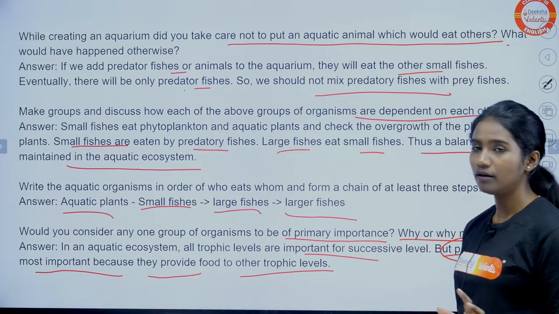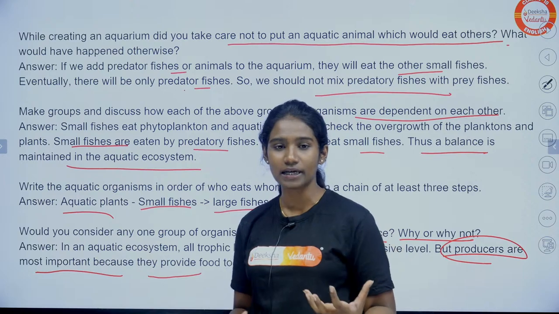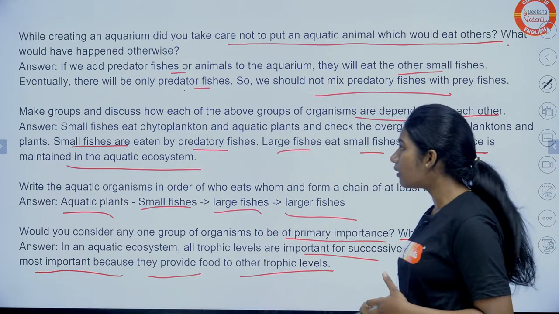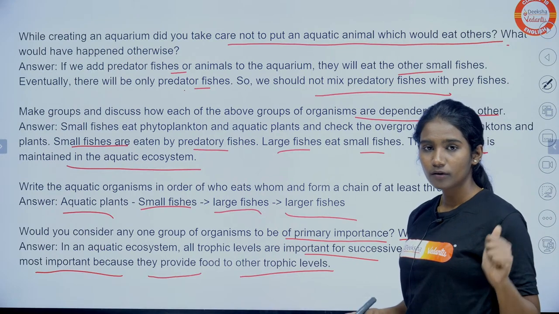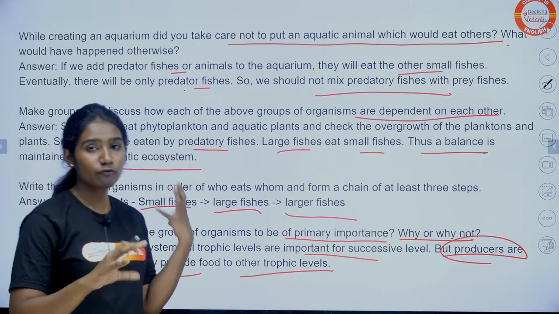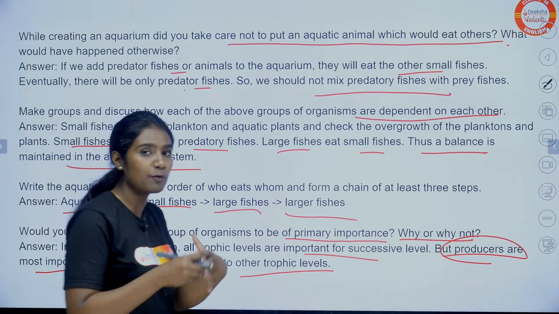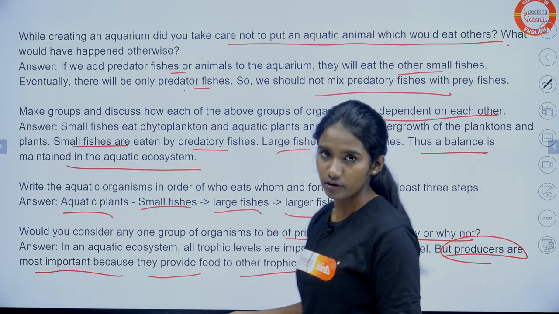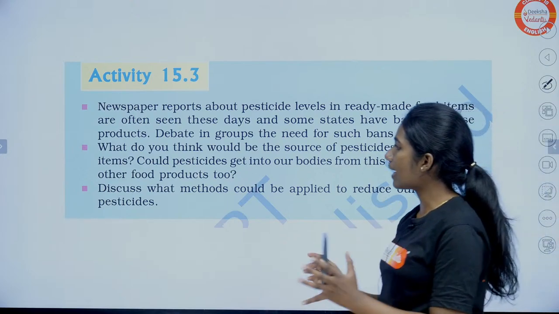Here it is very simple. In an aquarium, you should make sure that the predator fishes are not added. They asked you to just list down the order: what comes in the first trophic level, what comes in the second and third, and which life form is considered the primary one. So, which do we give primary importance? It is producers, okay, fine. So, we will move on to the next activity.